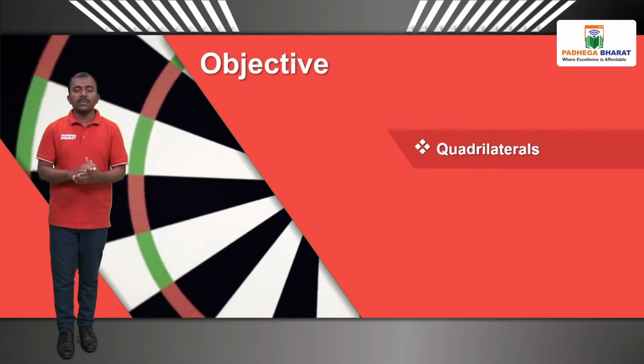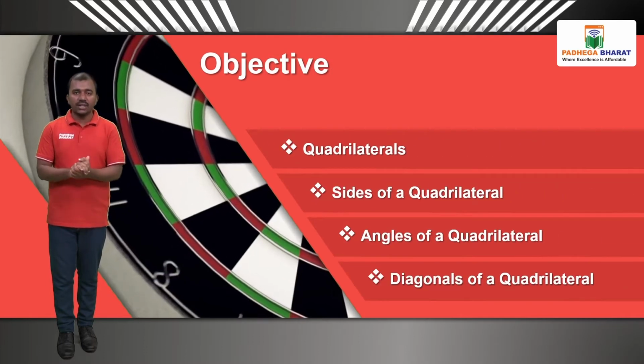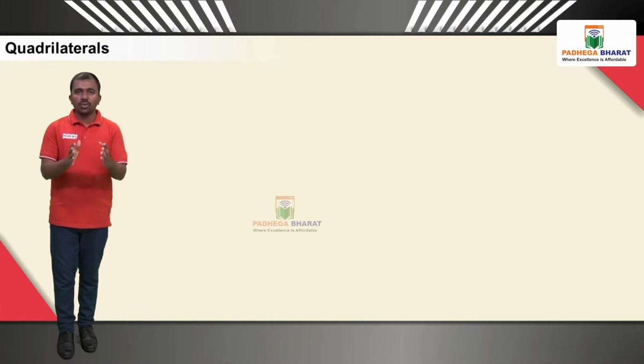So in today's chapter, quadrilaterals, we'll be discussing what quadrilaterals are, sides of quadrilaterals, angles of quadrilaterals and diagonals of a quadrilateral. So friends, what exactly is a quadrilateral?